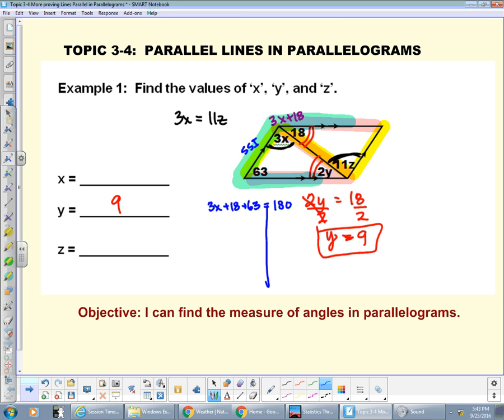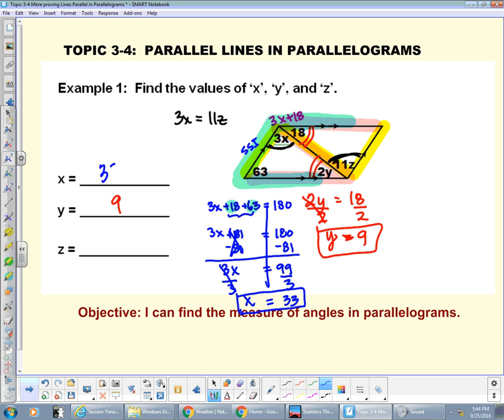Apples to apples, pairs to pairs, so I need to group 18 and 63 together before I do anything. That's going to give me 81. So 3x plus 81 is equal to 180. Now it's a simple two-step equation. Subtract 81 from both sides. The 81s cancel. Bring down 3x. 3x equals 99. Divide both sides by 3. And what I learned here is that the value of x is 33.